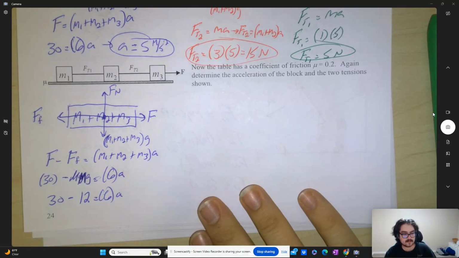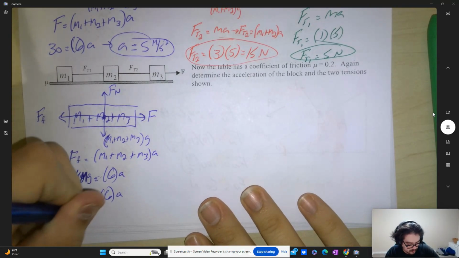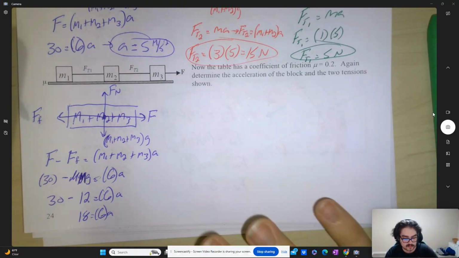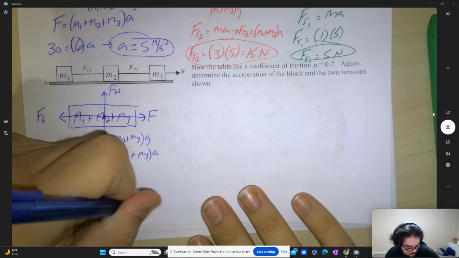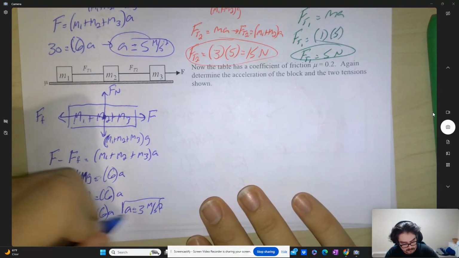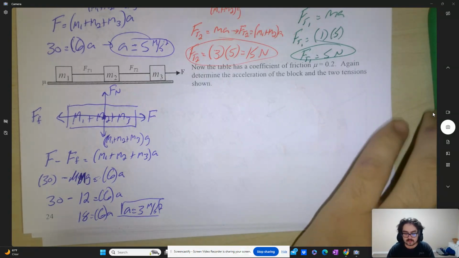Well, 30 minus 12 is 18, equals 6 times a, and that's going to give you 3, right? Okay. So the acceleration of the whole system is 3 meters per second squared. And guess what? This makes the problem actually a lot easier to set up the next ones, right?